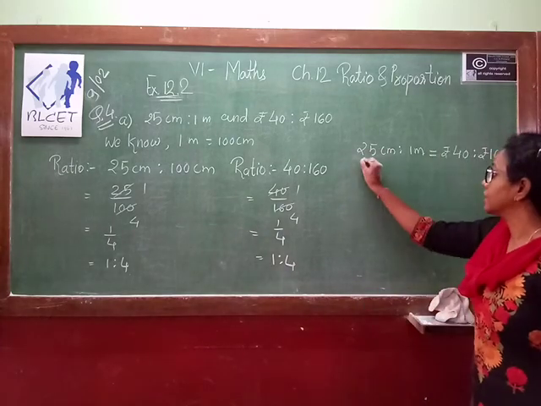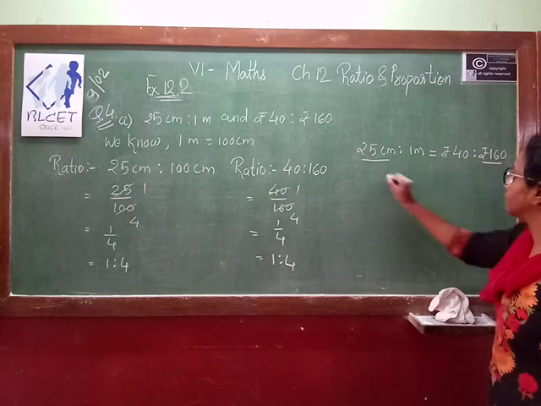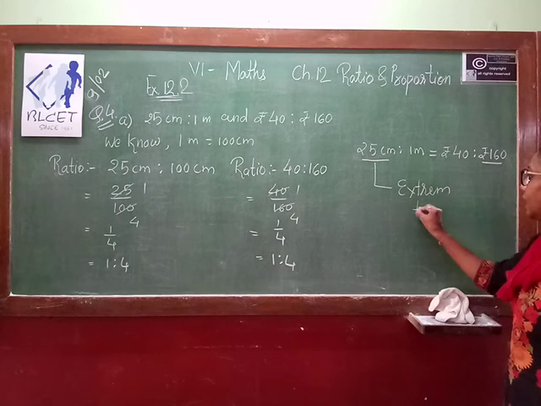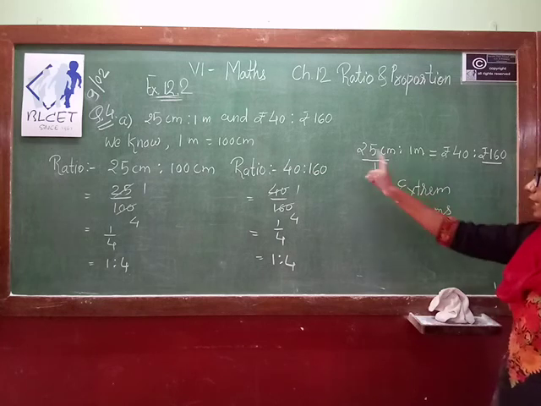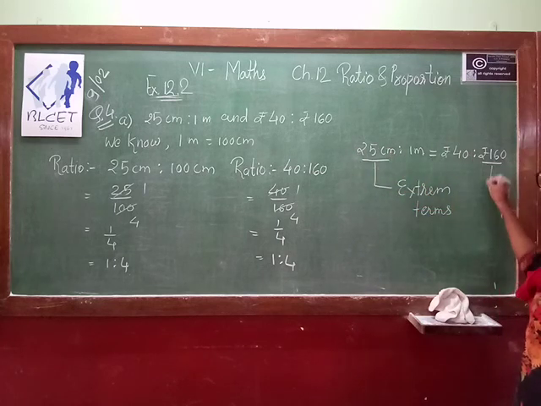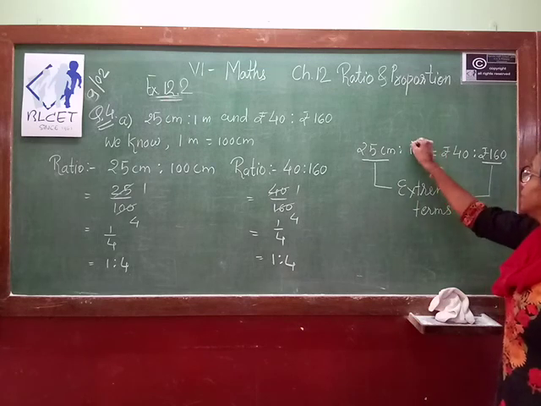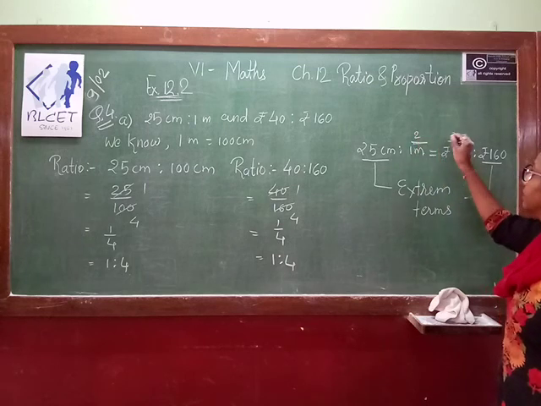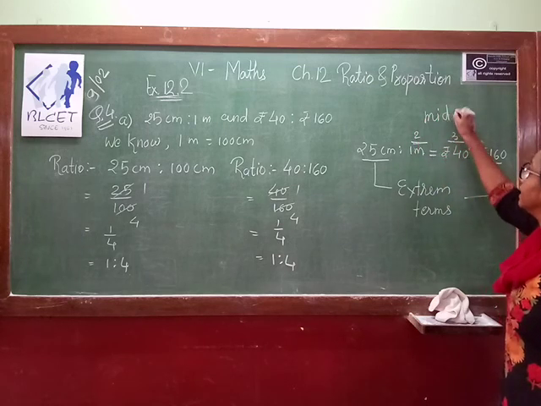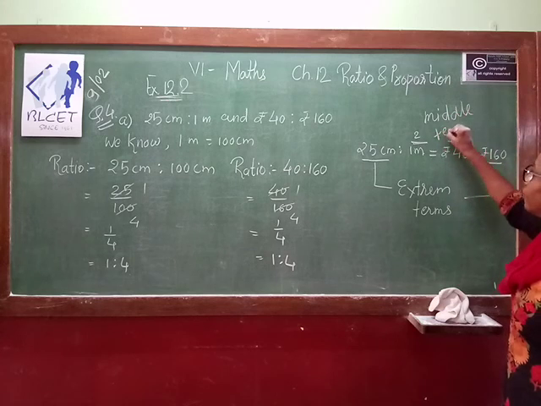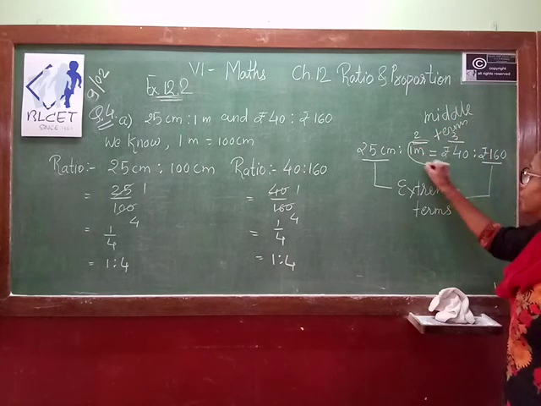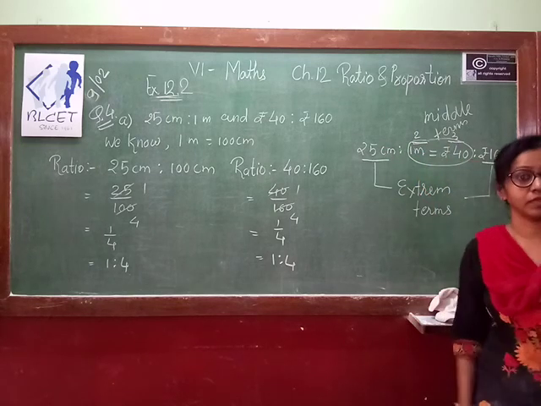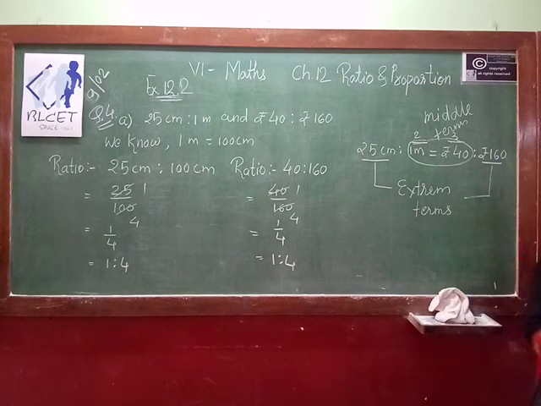This is your first term, this is your fourth term, so they are known as extreme terms because they are outside. Here it is the first, here it is the last, so they are outside. And this is your first, second and third term. Second and third terms are known as middle terms. Why? Because they are inside. So these two terms are middle terms. First and last terms are known as extreme terms. So this is the meaning of middle and extreme terms.